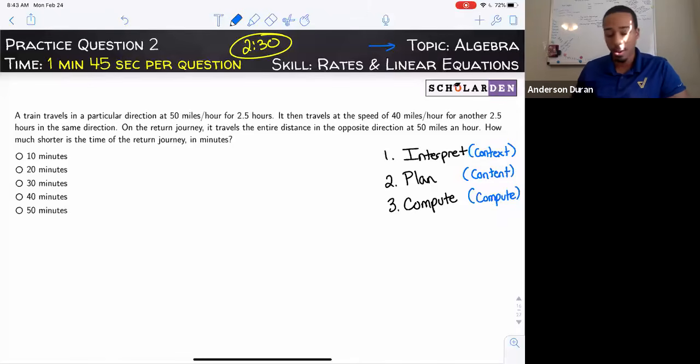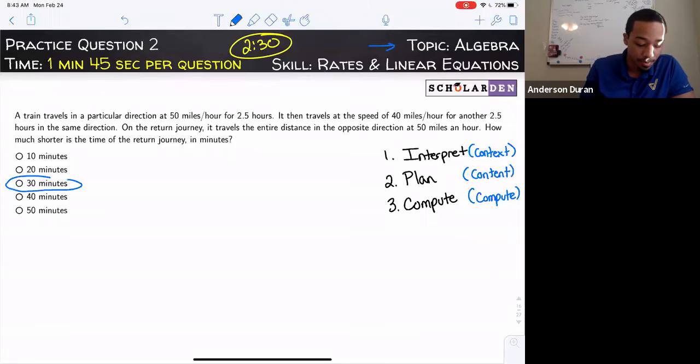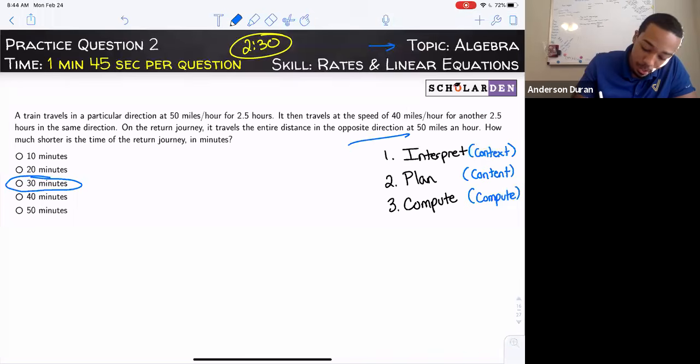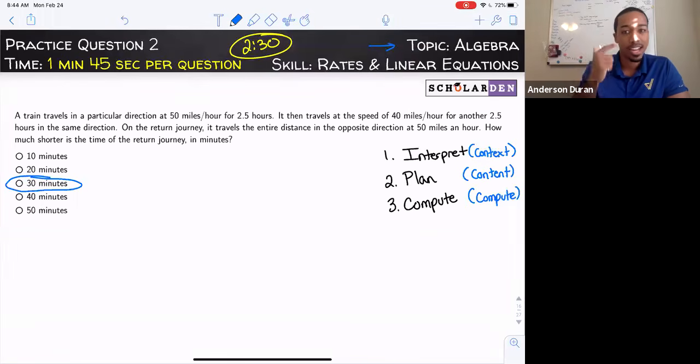So we have one person with 40 minutes here. Some just got blank, okay, so not everybody knows, and that's completely fine. The answer to this question is 30 minutes, guys. So let's review how we get that right. Here again, we're going to use this 3-step strategy: look at the context, then look at the content, then compute. Interpret, plan, compute.